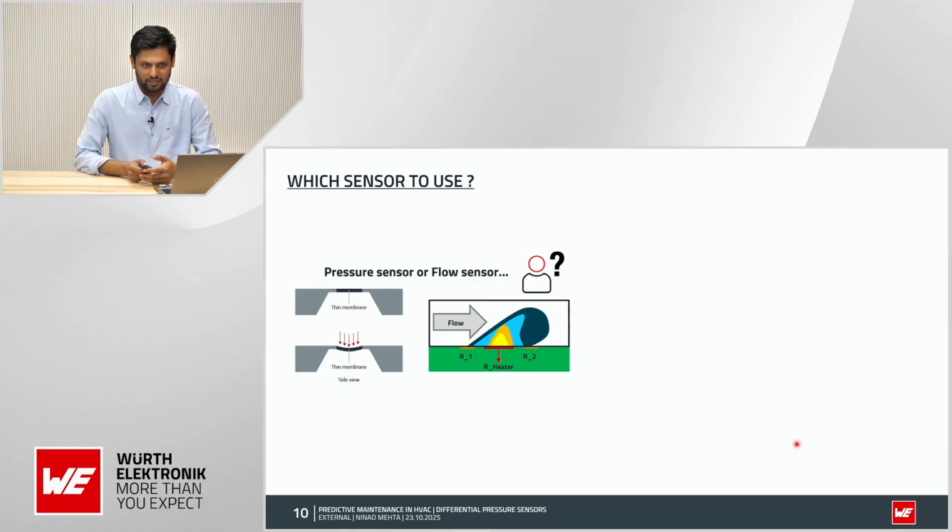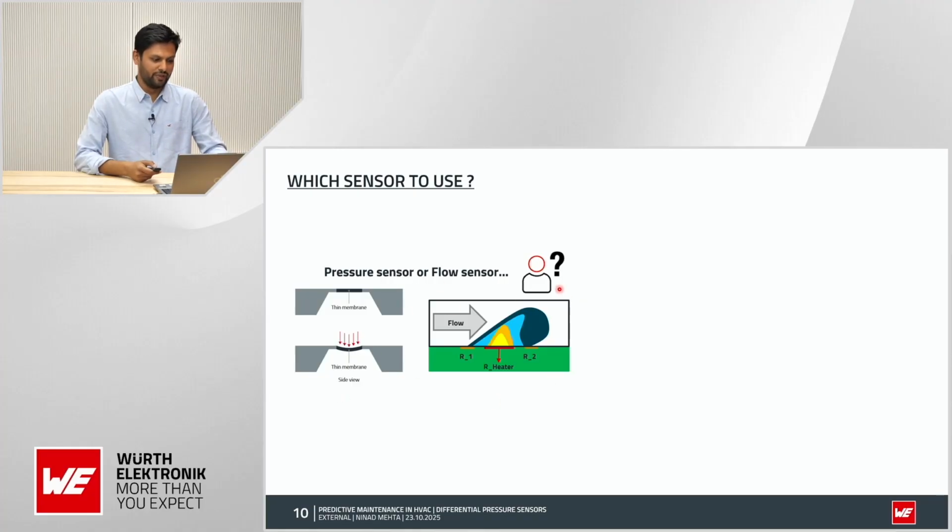So you could ask, okay, why can I not use a flow sensor? Because there are many flow sensors which are also used as differential pressure sensors. The most common type of differential pressure sensor, like shown on the left, is MEMS based, where you have a very thin membrane where the pressure is exerted on top, and then you have piezoresistors on the sides which change their resistance. These are micro-electromechanical systems.